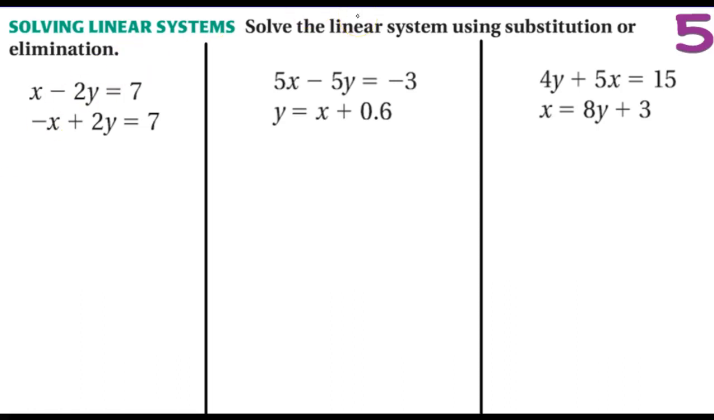Okay, we're solving this one using substitution or elimination. Here I see that x and negative x can be eliminated, so I can cross those out. We're adding these together. Negative 2y and 2y, those can be eliminated. What we're left with is 0 equals 14. So 0 doesn't equal 14, so I know this is no solution.